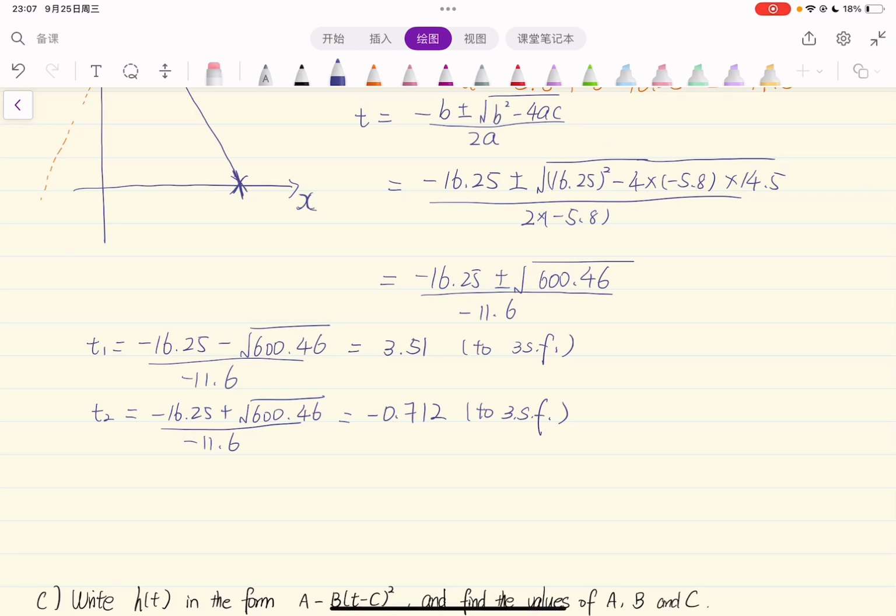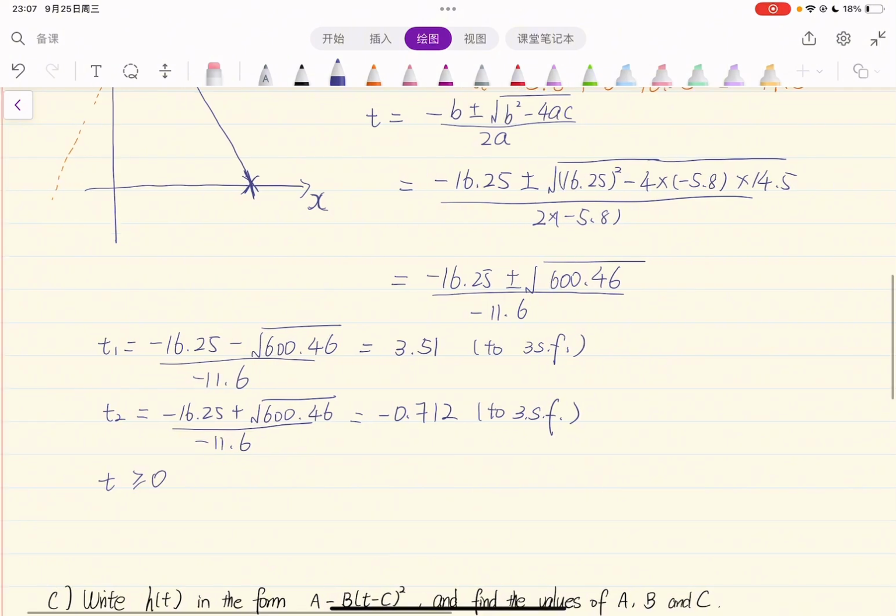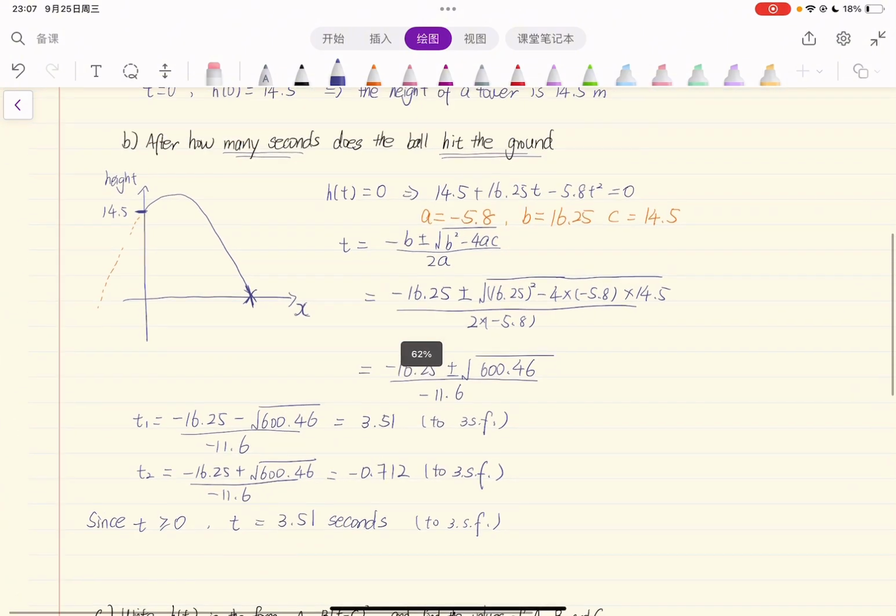Do we stop here? I don't think so. What is the precondition for this question? That is t greater than or equal to 0. So t must be greater than or equal to 0, thus we get t equals 3.51 seconds, right? To 3 significant figures. Yeah, so that is the answer. So we finish this part of the question.